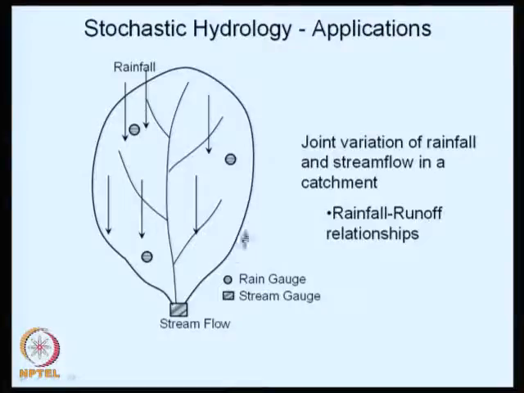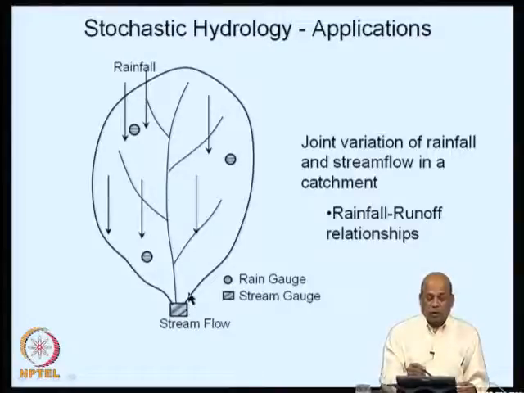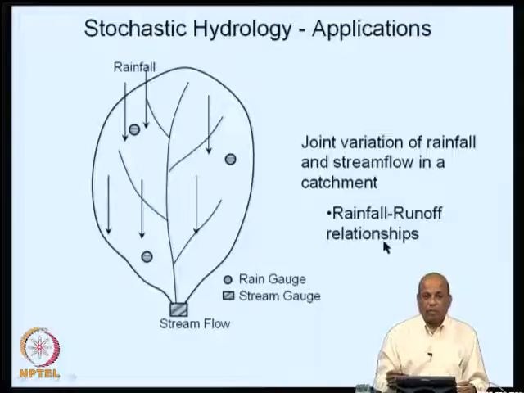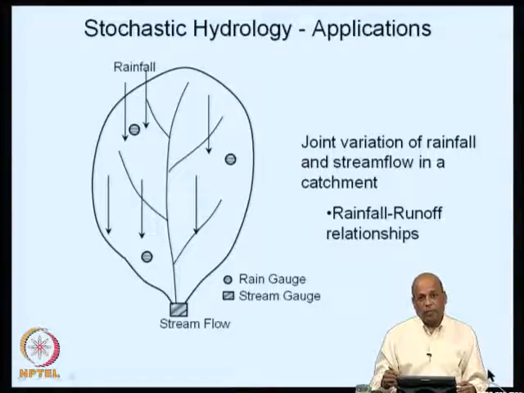Then we may have another classical problem where we are interested in getting the relationship between the rainfall in the catchment area and the stream flow at a particular location. So, specifically we may be interested in obtaining rainfall runoff relationships, so that we can use the rainfall data to predict the stream flow at a particular site. Now, this is a classical hydrologic application where we use methods of probabilistic analysis to generate such relationships.